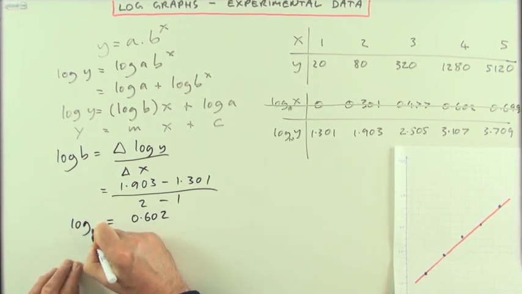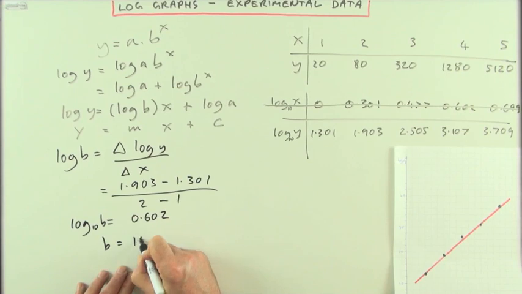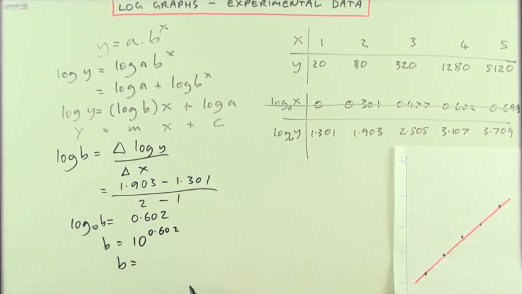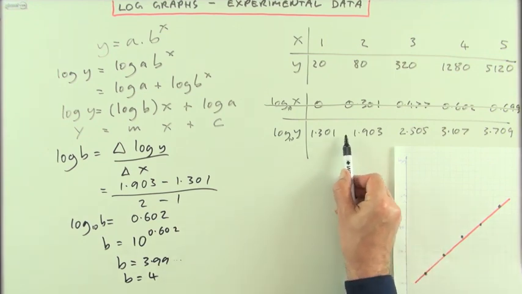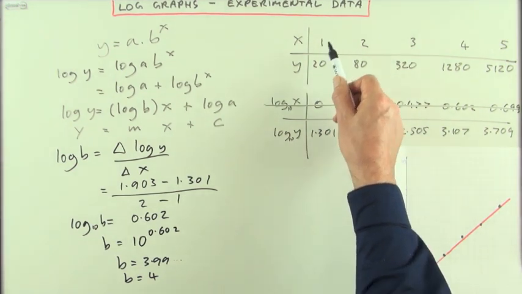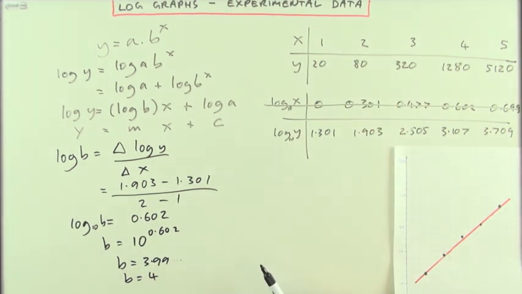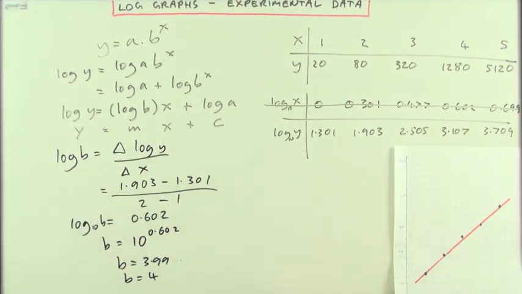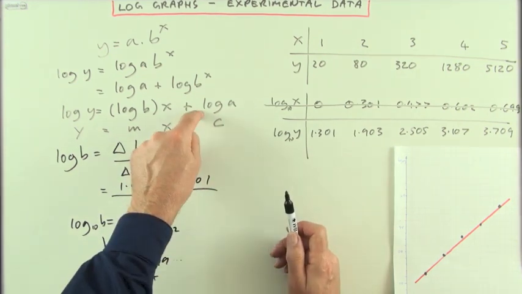So if that's what log base 10 of b is, then b will be 10 to the power of that. And 10 to the power of 0.602 comes out as 3.99, etc., which we'll have to round off to 4, remembering that it was just experimental data, or that the logarithms have been rounded off so it's no longer completely accurate. And of course, if I didn't have my 1.301 in this case, it wouldn't be that much simplified because using any 2 points is going to involve the same amount of calculation.